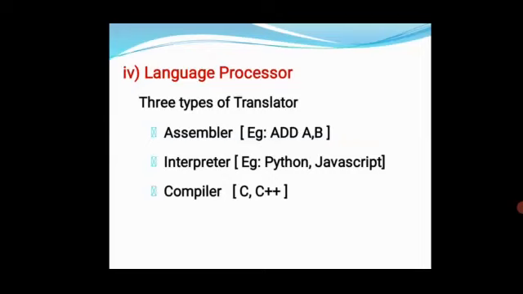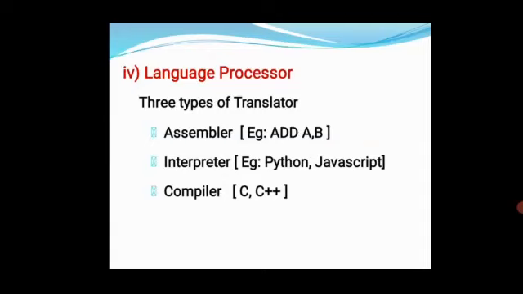But person A wants to communicate with person C. Person A doesn't know to speak in English. Person C doesn't know to speak in Tamil. How will they communicate? See, I told three persons: person A, person B and person C. Person B knows to speak both languages, Tamil and English.